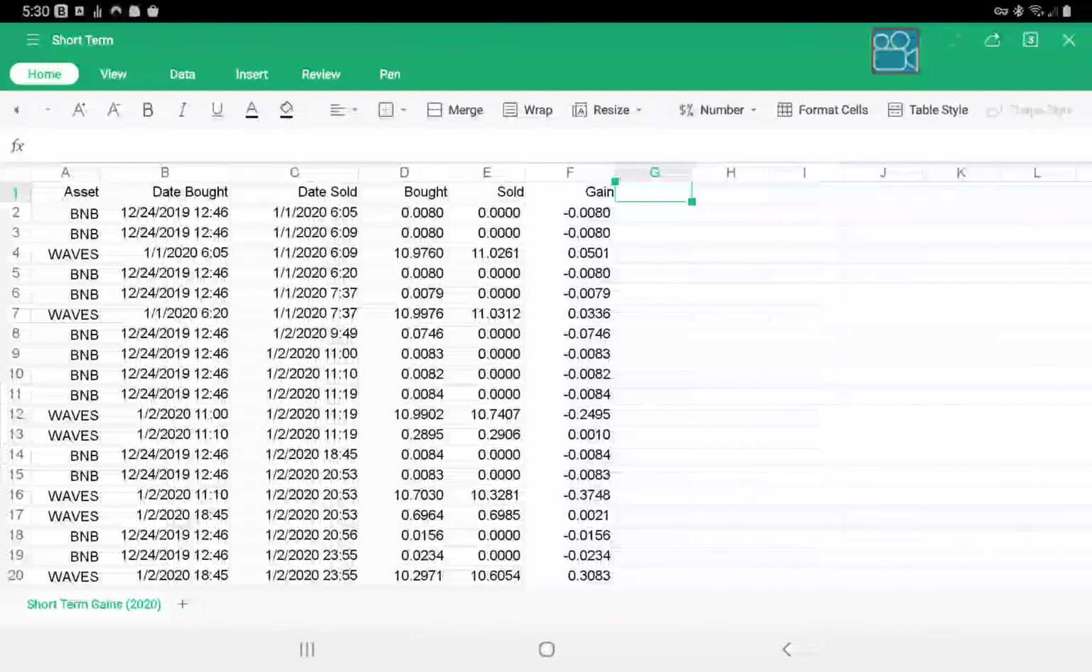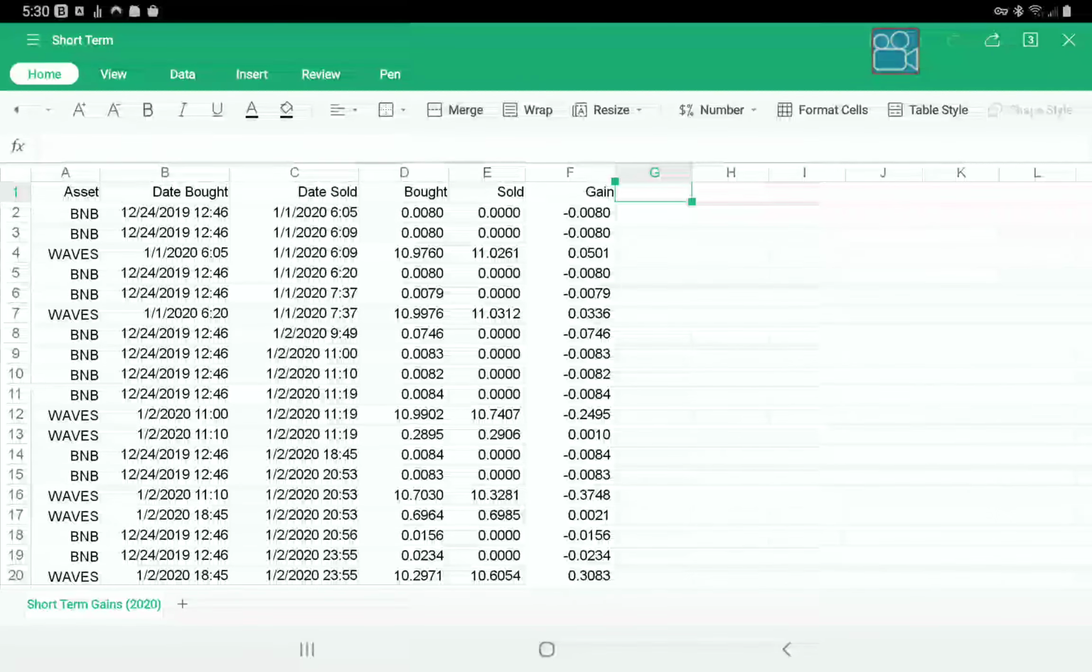Today's video is going to be a bit different. No charts, no algorithms, none of the typical accoutrements that I usually use. Today's video is going to be in a spreadsheet. A spreadsheet that has taken me over a year to prepare.